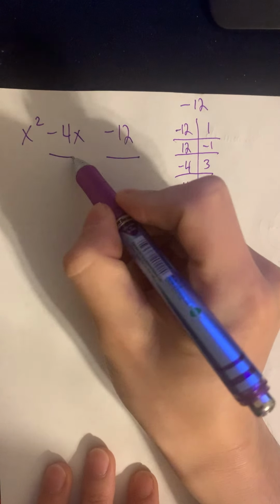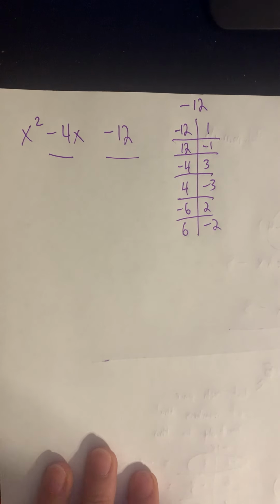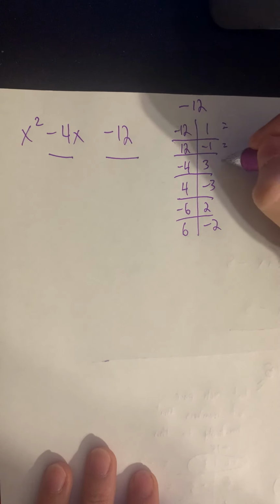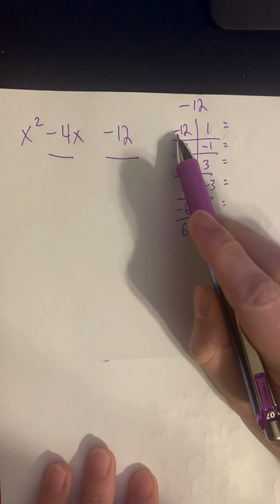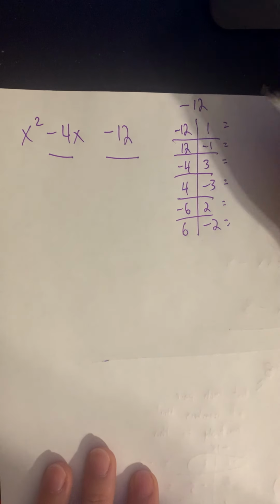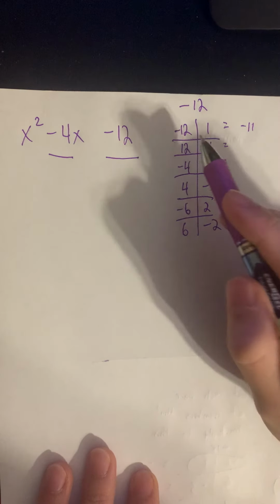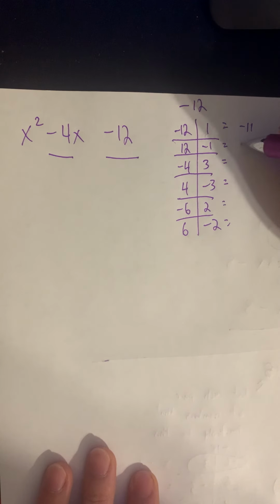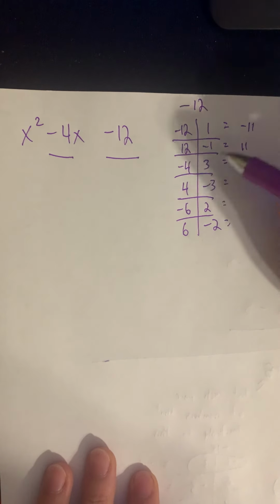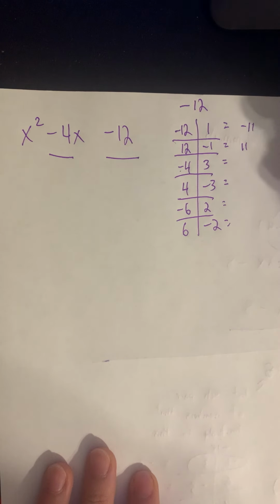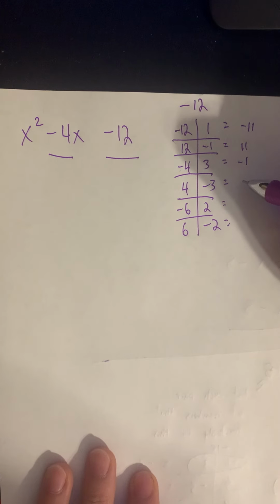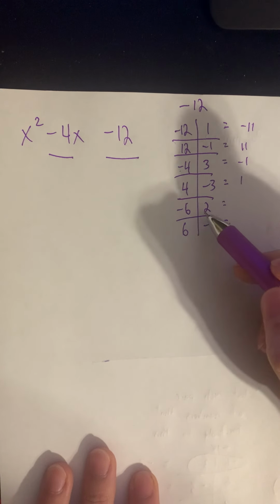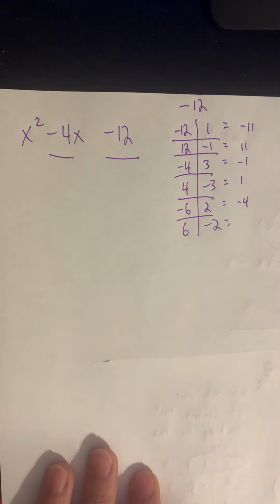Now we want to look at this middle number here and see which one of these pairs will add up to negative 4. So let's go ahead and add each one of these. So negative 12 plus 1, that's negative 11. That's not going to work. 12 minus 1, that's a positive 11. Negative 4 plus 3, that's negative 1. 4 minus 3, that's 1. Negative 6 plus 2, that's negative 4. So we can stop there.